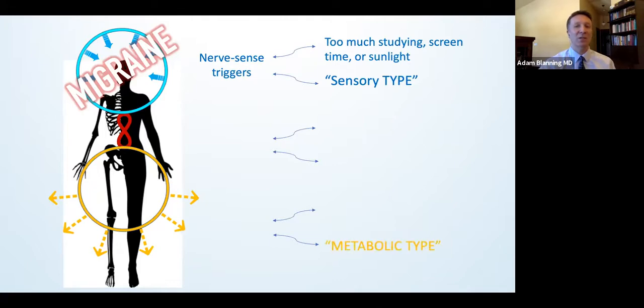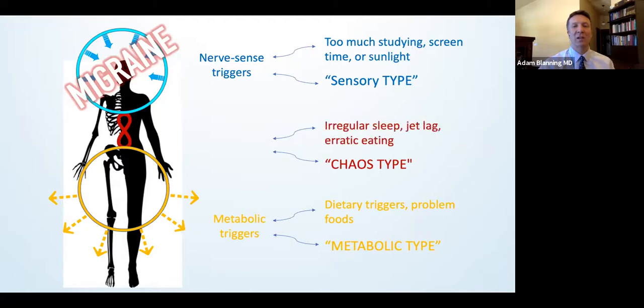In contrast, we can still say that there's a metabolic type of migraine. And here we see more of a predominant pattern of food triggers. Problem foods, menstrual migraines can also fit very much into this metabolic type, where differences in our own metabolism will spark a change. So metabolic triggers. And then a third, we can also call this a chaos type of headache. This is particularly influenced by irregular sleep, jet lag, and erratic eating. And we can say rhythmic or irrhythmic experiences are the triggers.